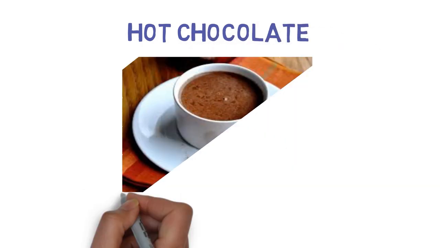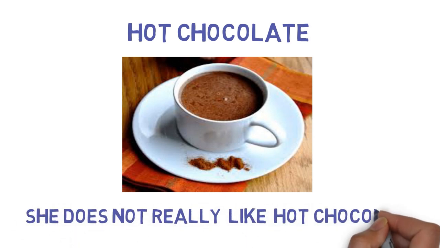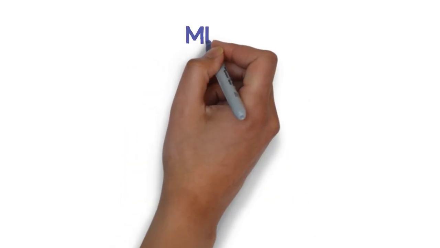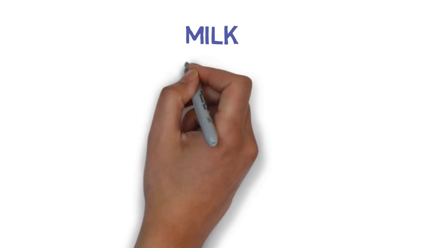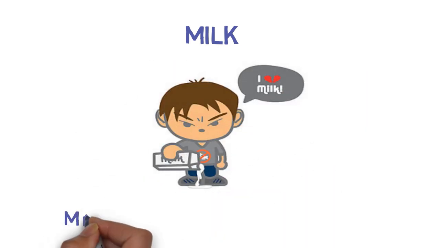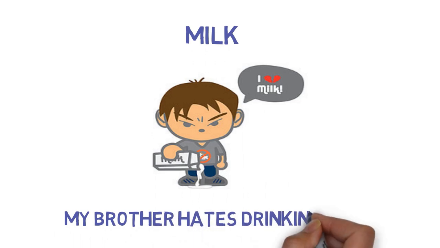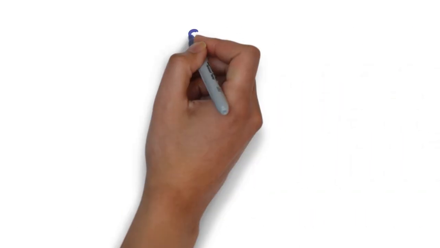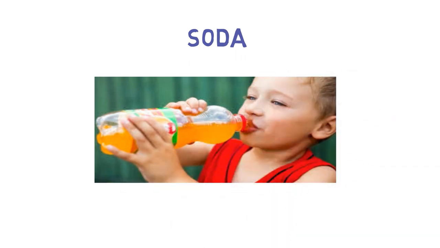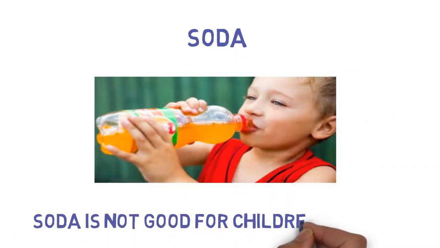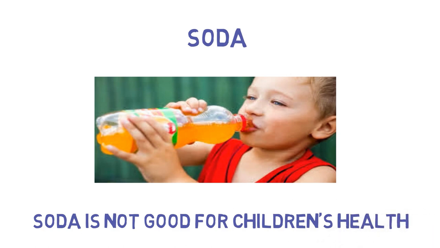Hot chocolate. She does not really like hot chocolate. Milk. My brother hates drinking milk. Soda. Soda is not good for children's health.